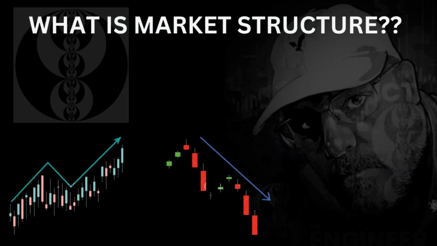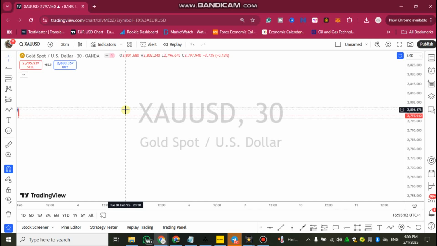Now, before we go deep into break of structure, we need to understand what structure is in the first place, and it all comes from the concept of market structure. If you don't know what market structure is, you cannot understand break of structure, because it will just be another ICT or SMC jargon. The first thing you have to know is that the market has three structures: an uptrend, a downtrend, and a sideways trend.